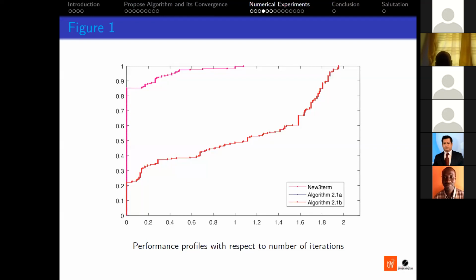algorithm 2.1a, but in this figure 1, I do not see the result of algorithm 2.1a, where is it? Oh, actually, in this figure, it must be the new 3-term and the algorithm of 2.1b, but I didn't see the result of algorithm 2.1a. Okay. Where is it?